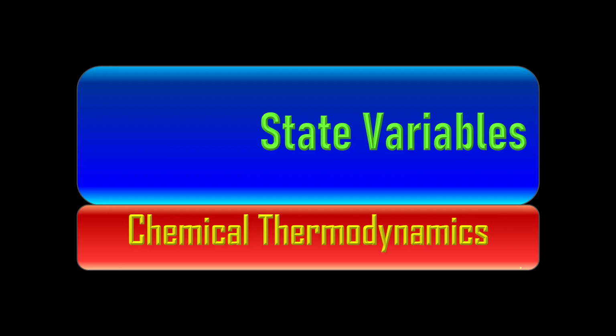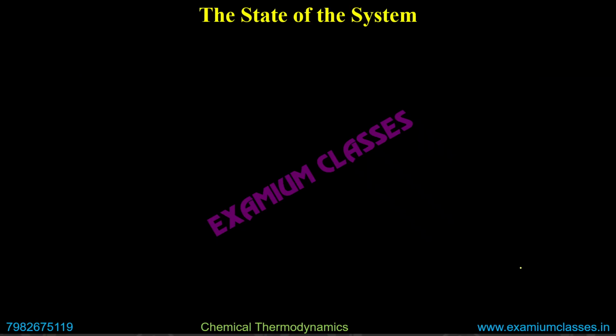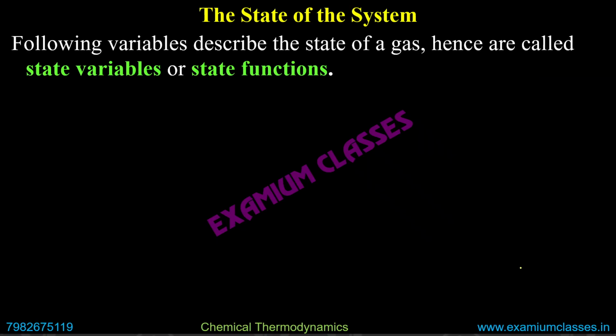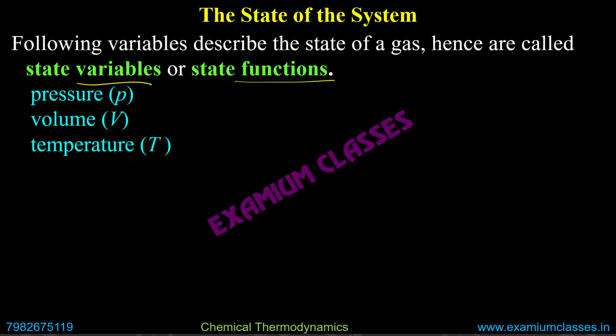Now, state variables. What are state variables? I will be referring to these quite frequently in this chapter. The variables which describe the state of a gas are called state variables or also state functions. Same thing, whether you call them state variables or state functions. What is the definition? Those variables which describe the state of a gas. For example, pressure, volume, temperature, and amount.